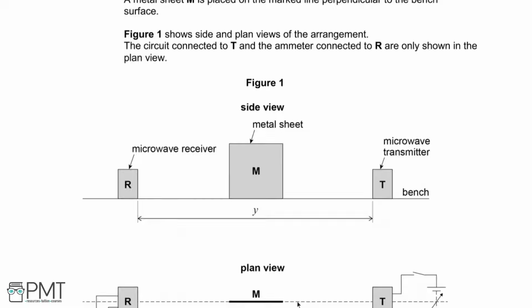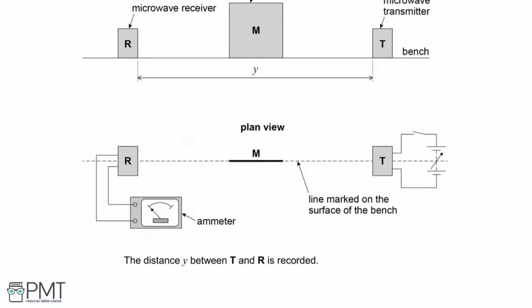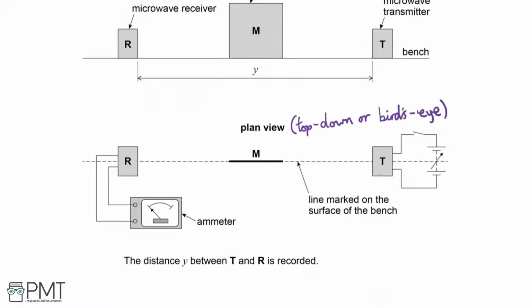Now we've got figure 1 here, which shows a side view of the metal sheet, which is running parallel to some line connecting the microwave receiver and the microwave transmitter. You can see that represented by Y. Now the plan view is a top-down, bird's eye view, which shows that plate running alongside that line between R and T.